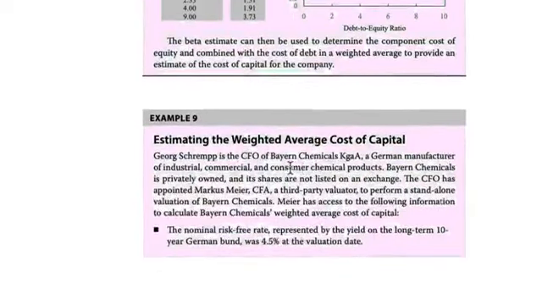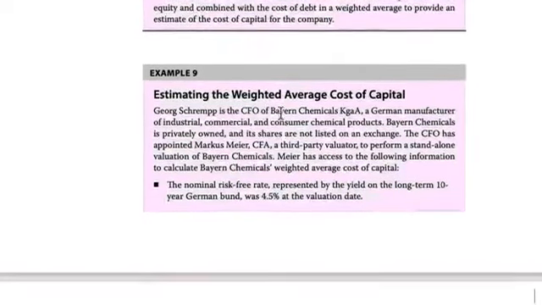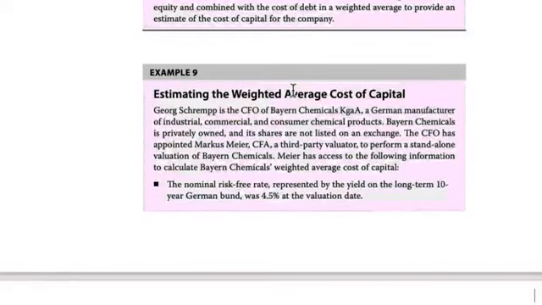Estimating the weighted average cost of capital. Georg Schremp is the CEO of Bayern Chemicals, a German manufacturer of industrial, commercial, and consumer chemical products. Bayern Chemicals is privately owned and its shares are not listed on an exchange. The CFO has appointed Marcus Meyer, a third-party valuator, to perform a standalone valuation of Bayern Chemicals. Meyer has access to the following information to calculate Bayern Chemicals' weighted average cost of capital.